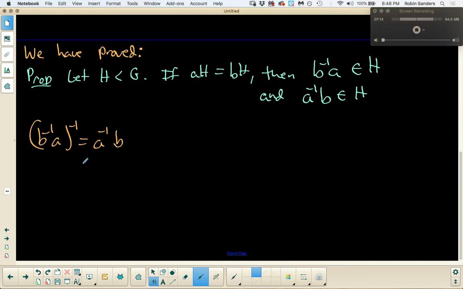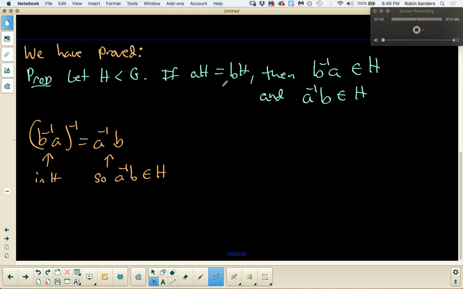And since H is a subgroup and this guy is in H, H being a subgroup forces its inverse to be in H. So A inverse times B is also in H. Now what this proposition is really saying is that if I happen to have two cosets that are equal, then if I take one of them's inverse and multiply it by the other guy, A inverse times B, no matter which way I do it, I'm going to get an element in H.